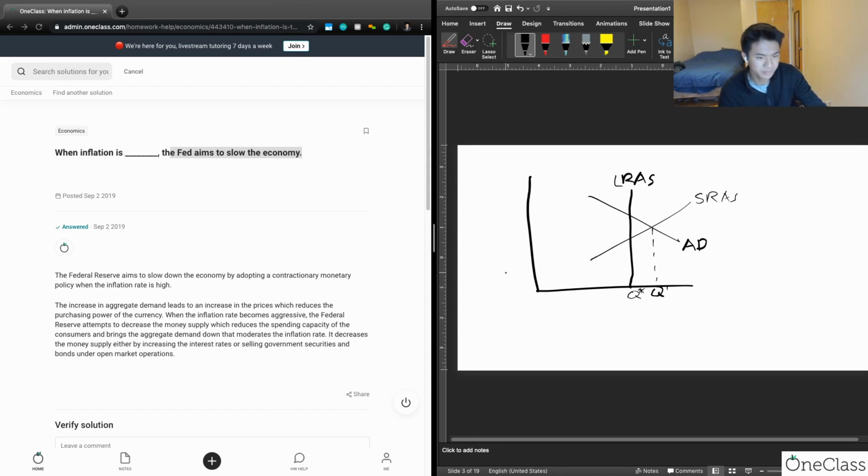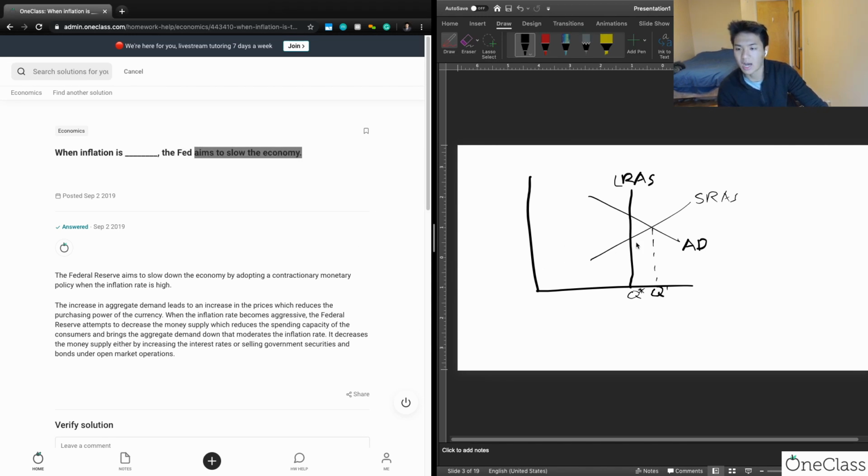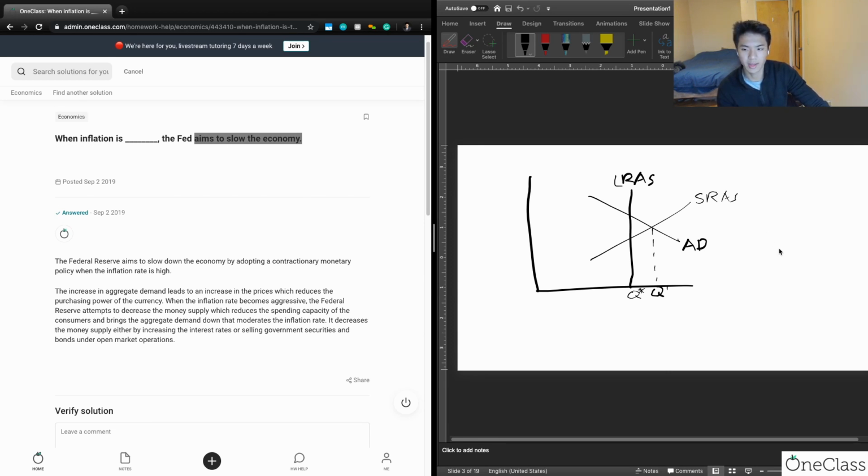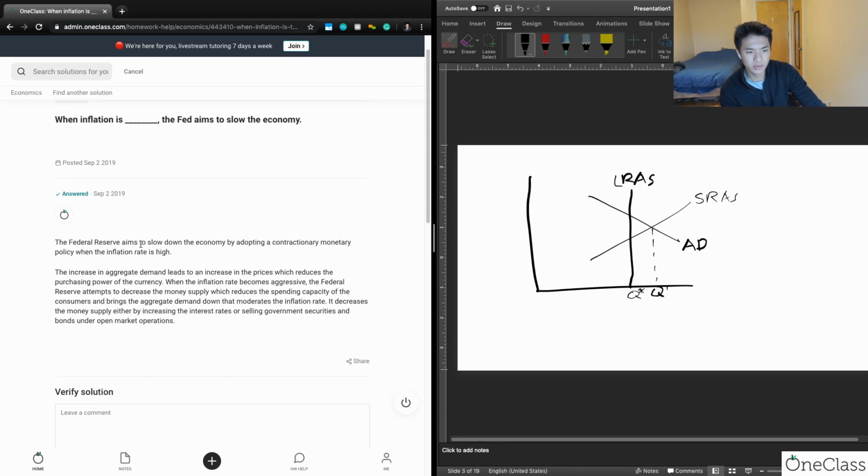So this is a situation where the Fed will want to slow the economy down because the economy is basically growing too fast, right? And so that expansionary gap is tied to high inflation. So we expect that when inflation is high, that's when the Fed is slowing the economy down because of this expansionary gap. So the Federal Reserve, let's take a look at the answer.